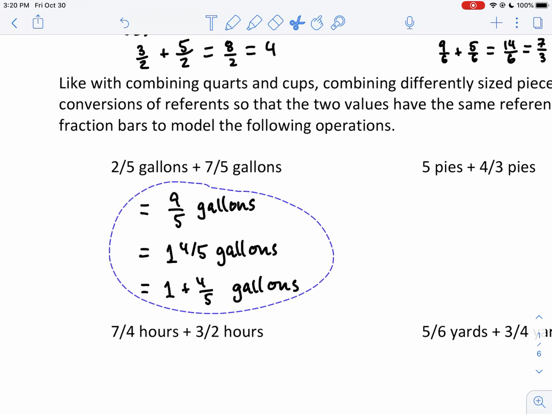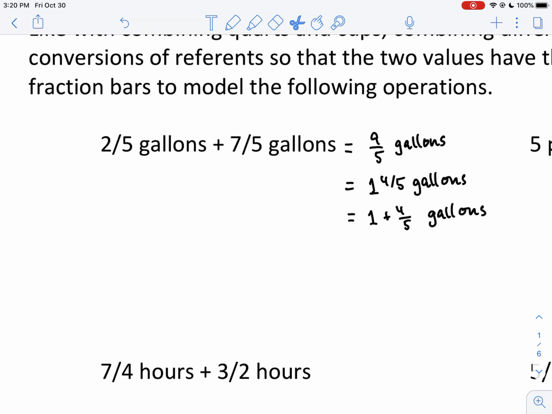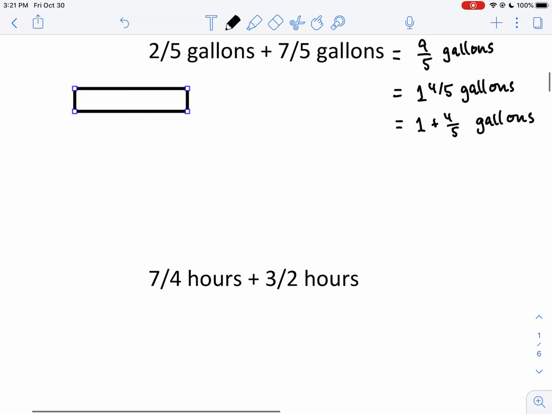Let me move these answers, actually make them a little bit smaller, put it right there, because I didn't give myself space to draw a picture. Let me do fraction bars. I use fraction circles, but I'm gonna do fraction bars to do 2/5. So let's say that this is a gallon. Let me make that a rectangle that looks, there we go.